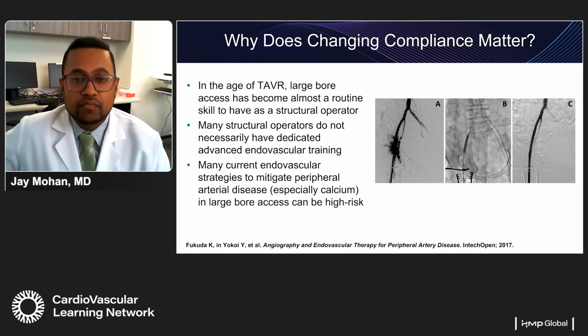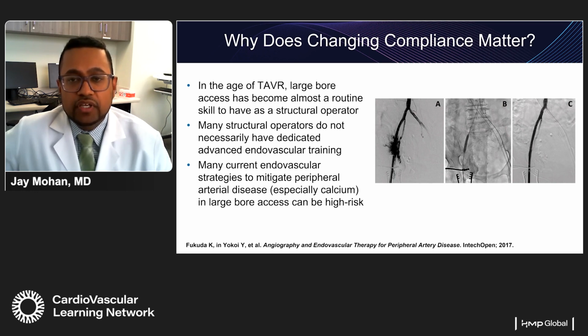You can see here, in Figure A, the most dreaded outcome is a perforation or rupture of the iliac artery, which is almost instantaneously deadly for our patients. And it is almost certain to happen if we are pushing large bore equipment through a highly diseased and calcified iliac artery.